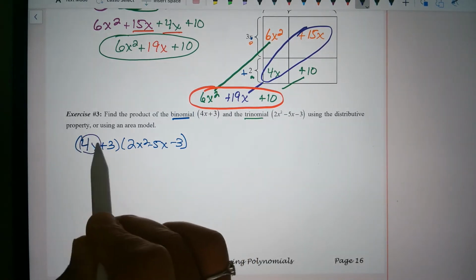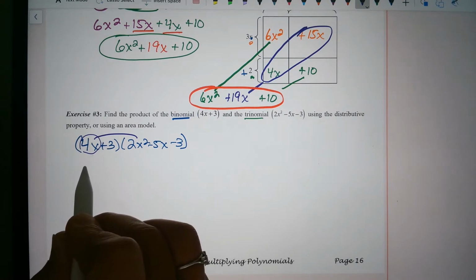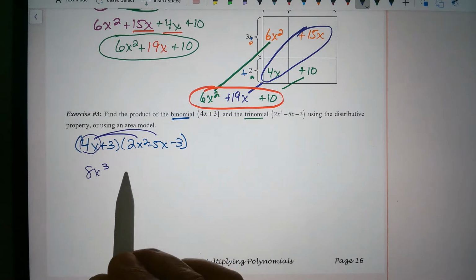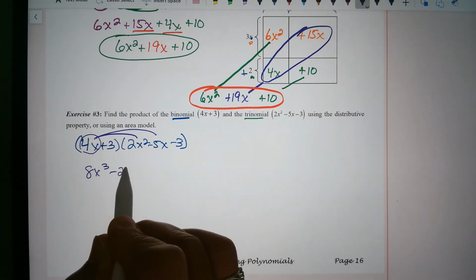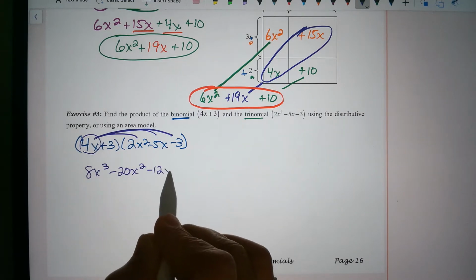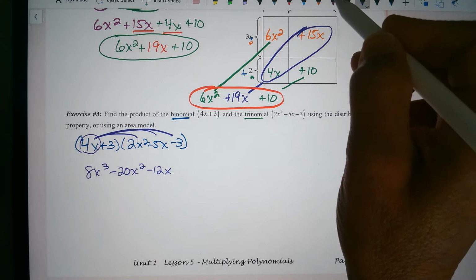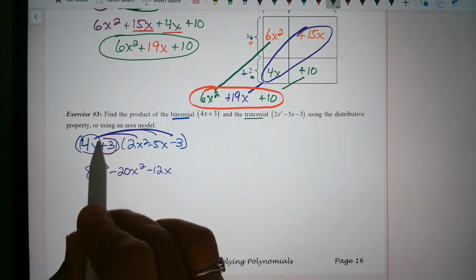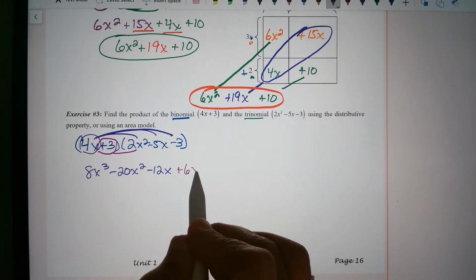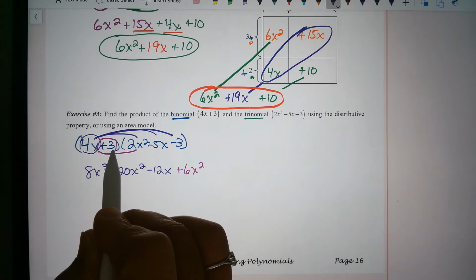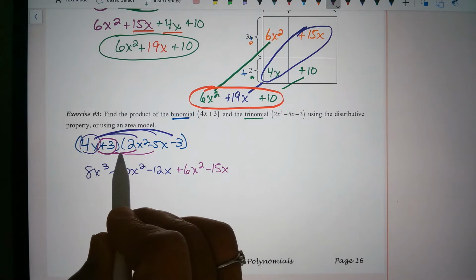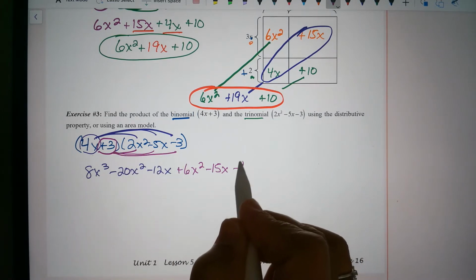I'm going to take 4x times 2x squared, which is 8x to the third. And I'm going to take 4x times negative 5x, which is negative 20x squared. And then 4x times negative 3 is negative 12x. Next, I'll take the positive 3 and multiply it by 2x squared, which is a positive 6x squared. Positive 3 times negative 5x is a negative 15x. And positive 3 times negative 3 is a negative 9.